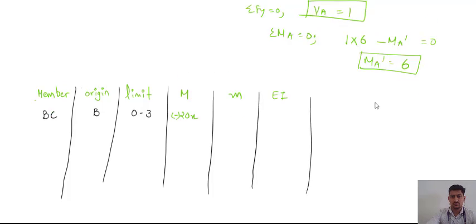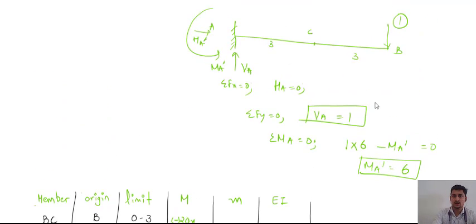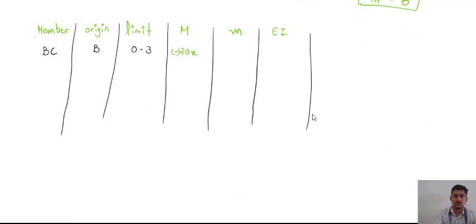And in case of small m, you have to cut the section in BC due to the point load also, and take distance x from B origin only. So now the equation will be minus x. Okay, and EI is constant. Now take the second member, that is AC. Now I am taking AC. Now the origin, let us take A, and limit will be 0 to 3.